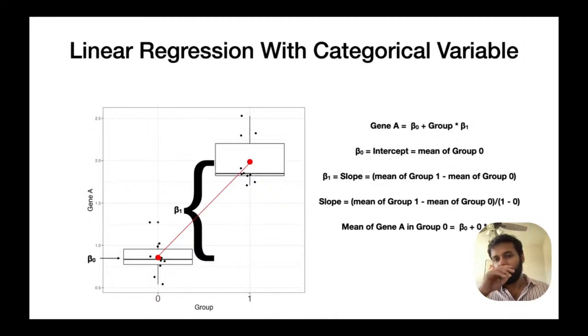So just to recap, once you fit this model, if you wanted to work out the mean expression of gene A in group 0, you would do beta 0 plus replace your group with 0 times beta 1. So the mean of gene A in group 0 just ends up being beta 0. And similarly, if you wanted to work out what your model thinks is the mean expression of gene A in group 1, you would do beta 0 plus, replacing group with 1, so it just ends up being beta 0 plus beta 1. But recall that beta 0 is the mean of gene A in group 0, and beta 1 is the difference in the expression between group 1 and group 0.